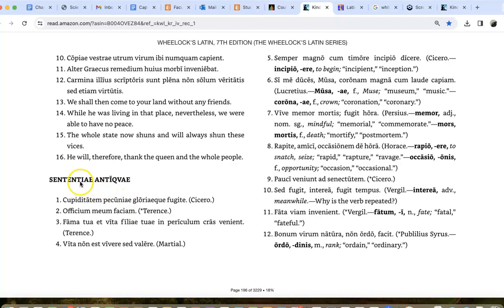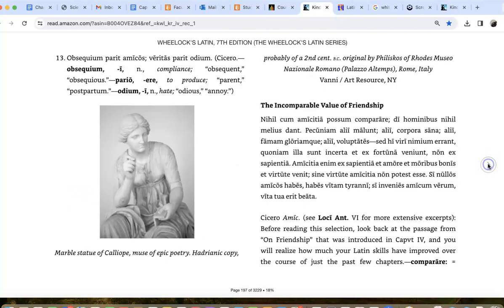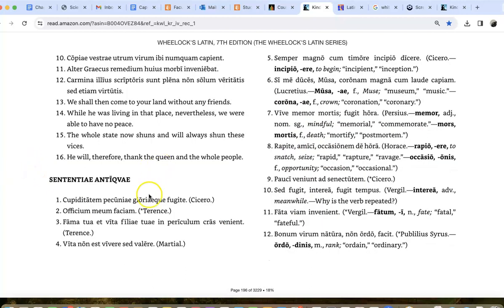So as a rule, we will focus on the Sententiae Antiquae and the longer passage, in this case, The Incomparable Value of Friendship by Cicero. So let's take a look at this first one here. Again, I do encourage you to read it aloud. Unus cupiditatem pecuniae gloriaeque fugite, by Cicero. And Cicero, again, 106 to 43 BC, very famous Roman writer. I mentioned before, it is from his writings that we have the most information about ancient Rome.